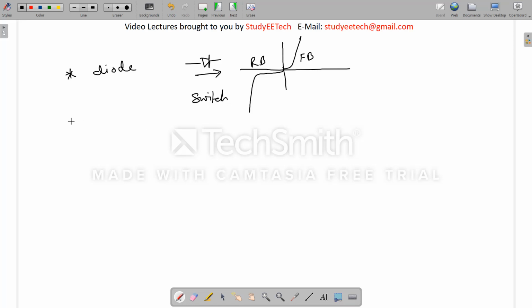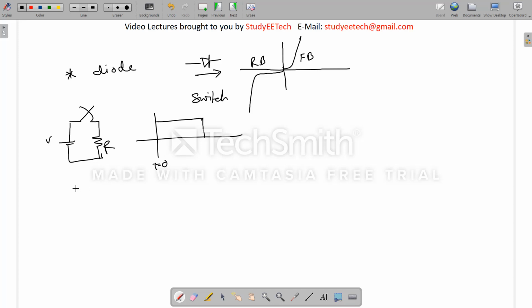Another thing you need to know: if there is a resistance and you feed a DC voltage here, the current will flow. Let's say there is a switch. The moment you close the switch at t equal to 0, the current will be V by R. The moment you open the switch, the current will be 0.